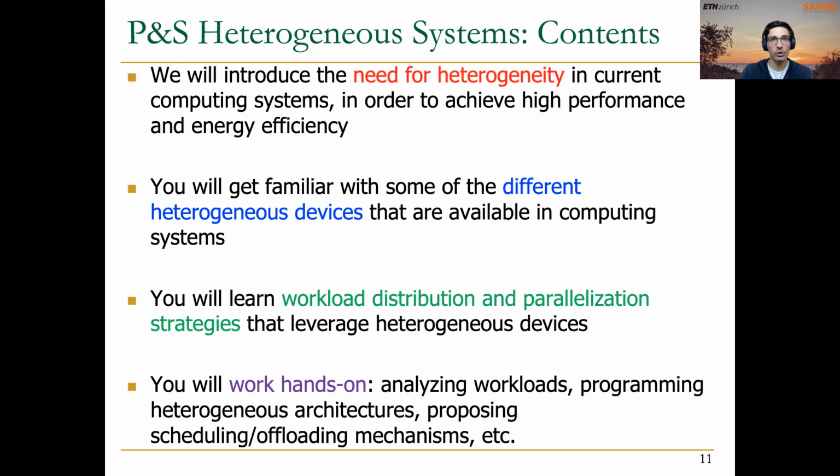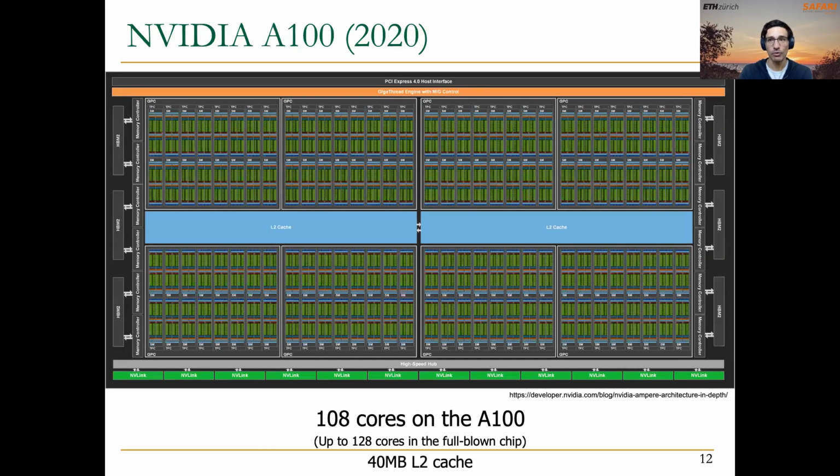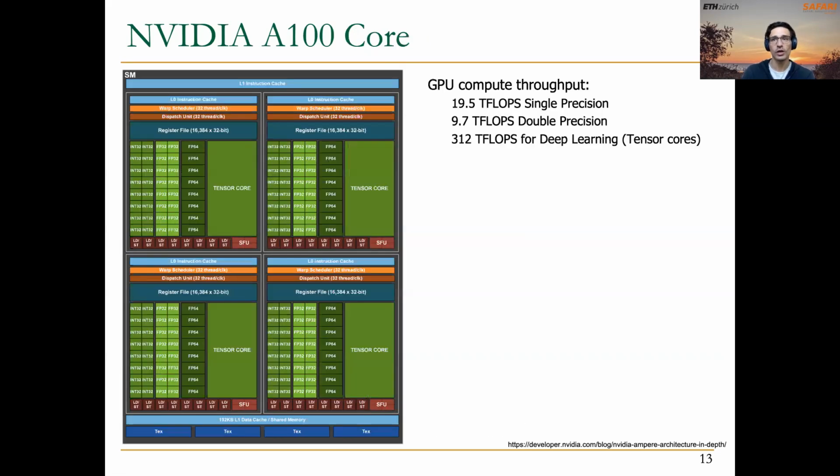And at the end of the course, you will hopefully be familiar with many heterogeneous devices. For example, this NVIDIA A100 GPU from 2020, which is the most powerful GPU from NVIDIA these days. And this, as you see on the screen, contains 108 cores and 40 megabytes of L2 cache. And if we take a closer look at this GPU, we can see in the image one GPU core, or a streaming multiprocessor, or SM in NVIDIA terminology.